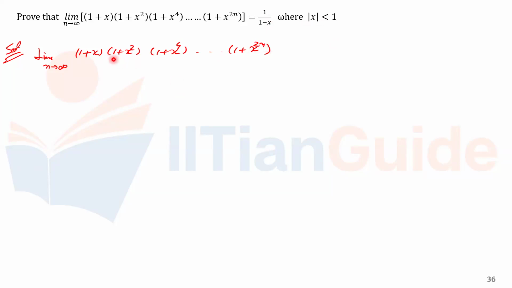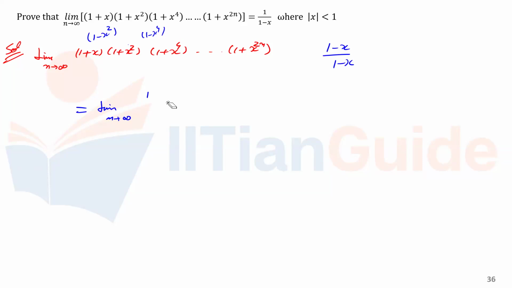So what I'm saying, just multiply with 1 minus x and divide with 1 minus x. When you multiply 1 minus x into 1 plus x, you get 1 minus x square. After that, 1 minus x square multiplied by 1 plus x square, you are going to get 1 minus x to the power 4. After that, 1 minus x to the power 4 multiplied by 1 plus x to the power 4, you will get 1 minus x to the power 8. This process will continue. So finally, I will get the limit as n tends to infinity. I am writing the last two terms directly.